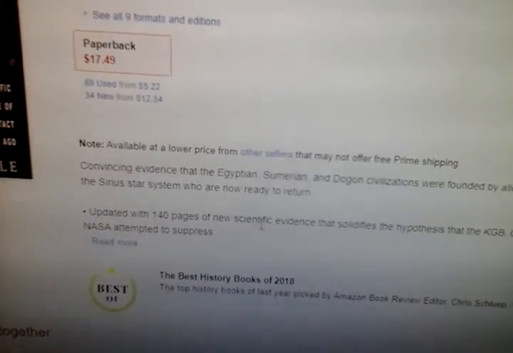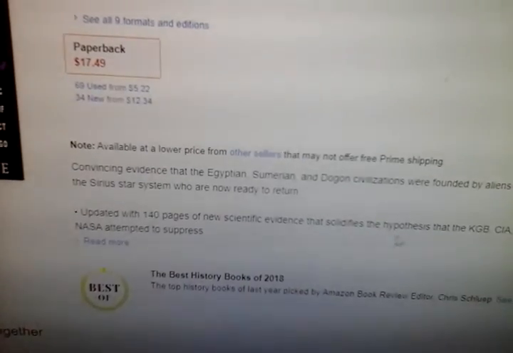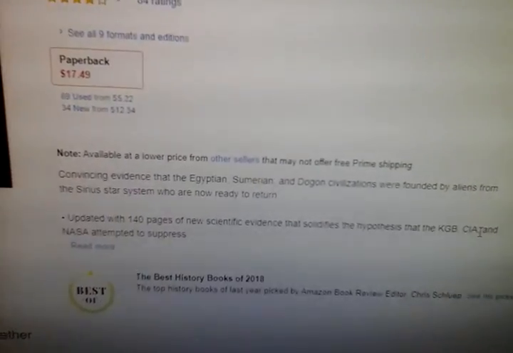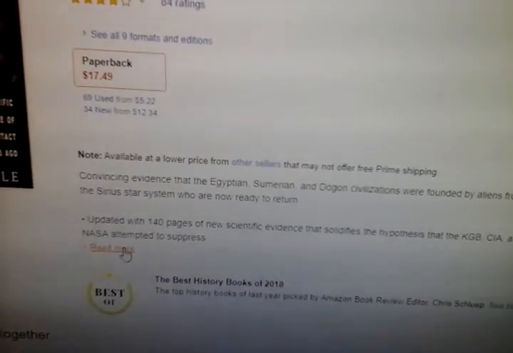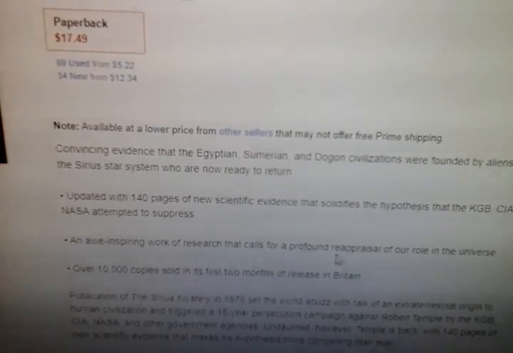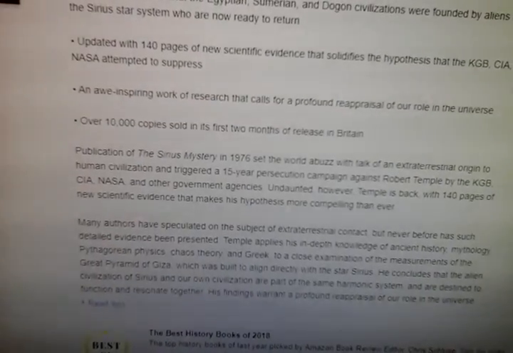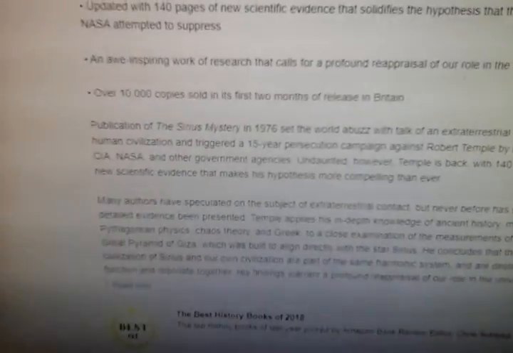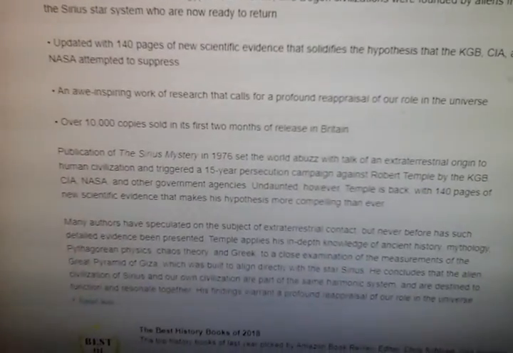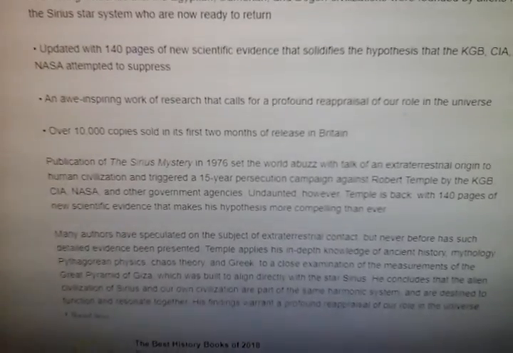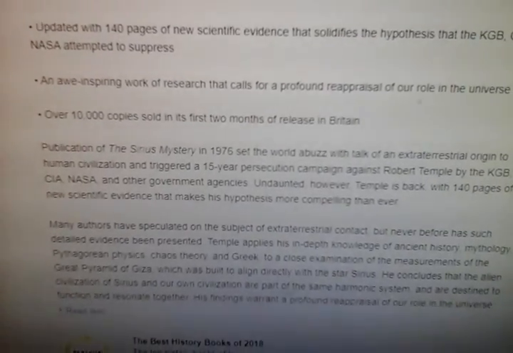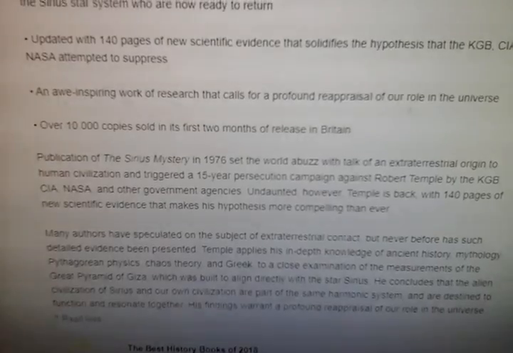Updated with 140 pages of new scientific evidence that solidifies the hypothesis that the KGB, CIA, and NASA attempted to suppress. I got this book at the crib. An awe-inspiring work of research that calls for a profound reappraisal of our role in the universe. Right? The 1976 publication of The Sirius Mystery set the world abuzz with talk of an extraterrestrial origin to human civilization and triggered a 15-year persecution campaign against Robert Temple by the KGB, CIA, NASA, and other government agencies. You see that?